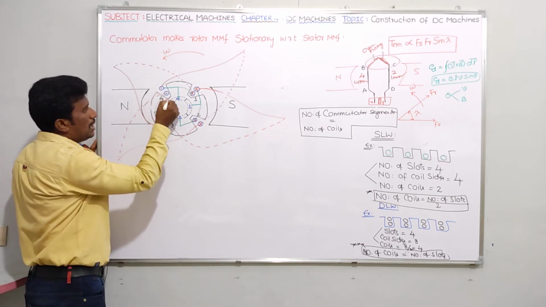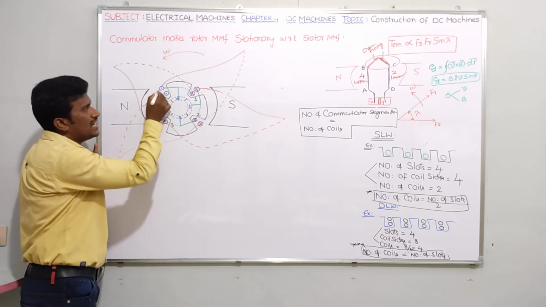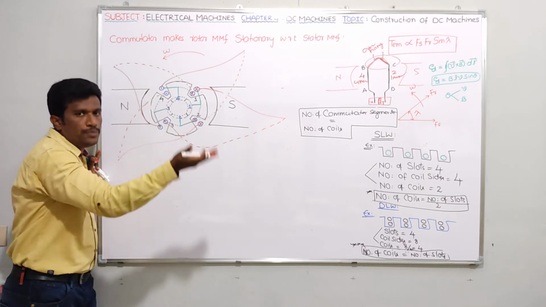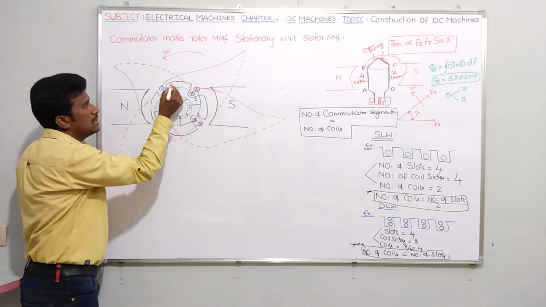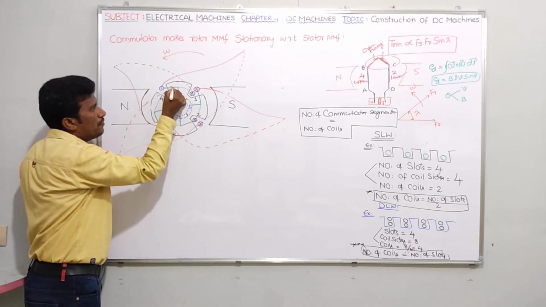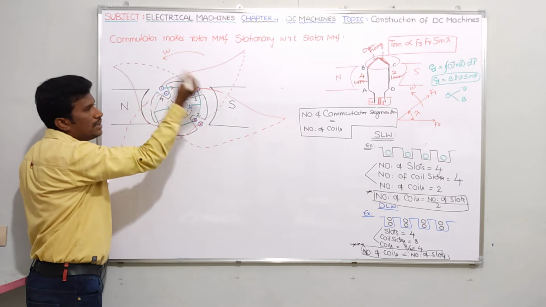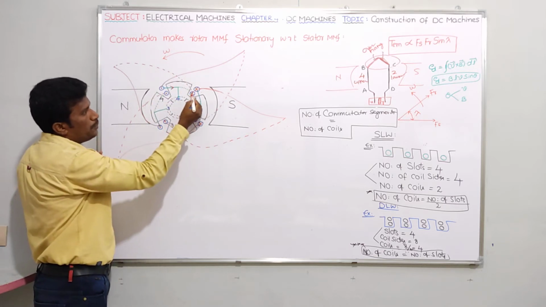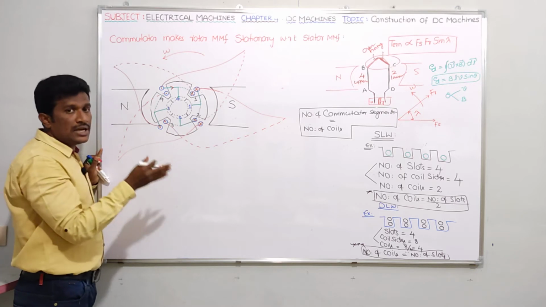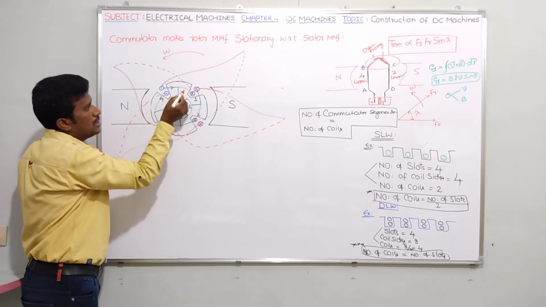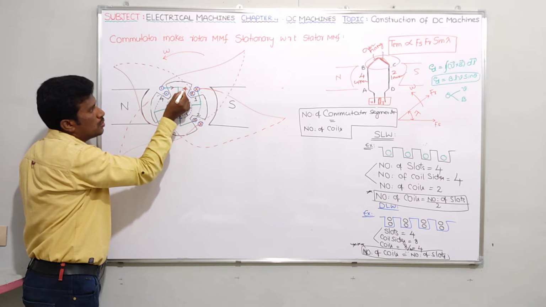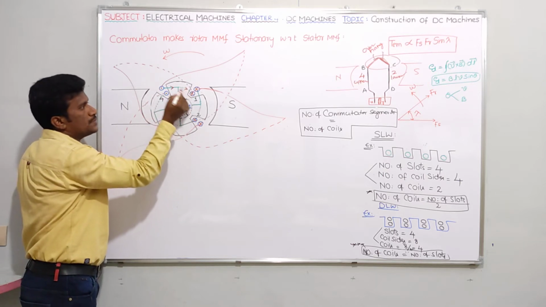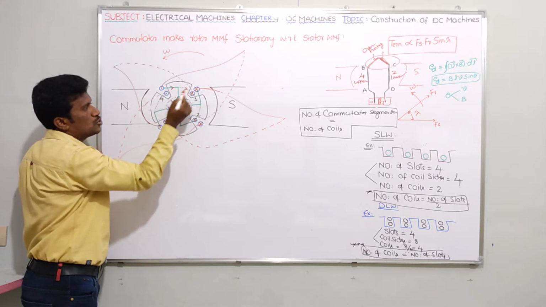Here in this slot number 4, what is the direction of current? Dot means the direction of current is coming from the board, so the arrow mark should be like this. And what about this cross? Cross means entering into the board, so it is going towards this slot. Dot means out of the board, cross means into the board. Here the arrow mark should be like this.